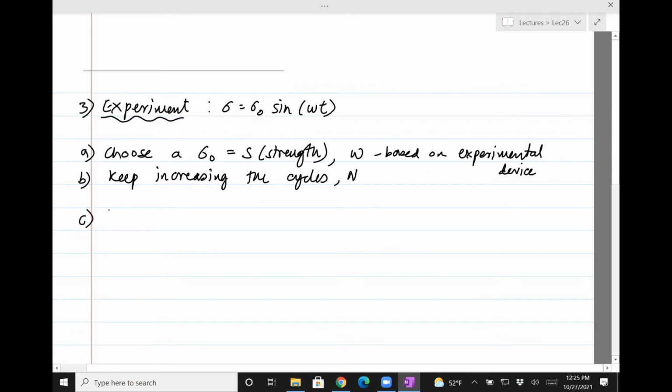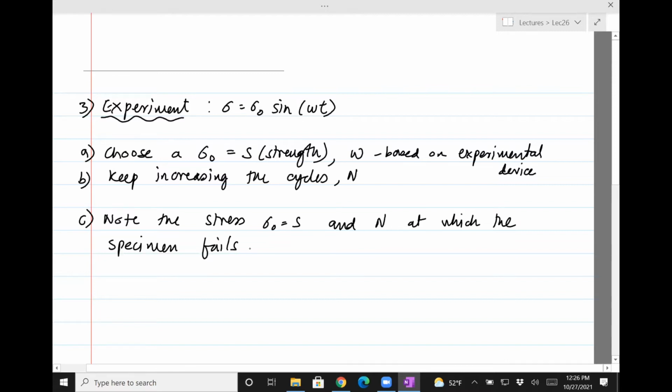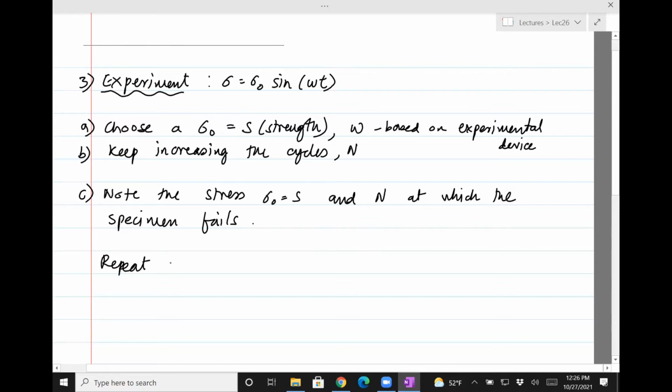Then note the strength, or note the stress sigma o, which is now S, at N, at which the specimen fails. Repeat A, B, C for a new stress.